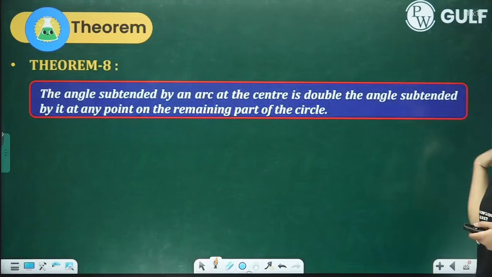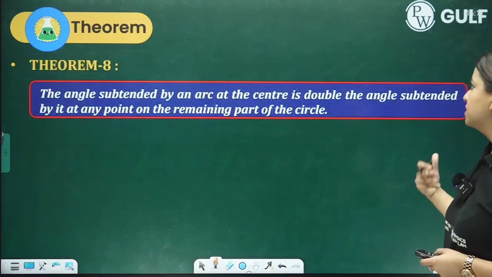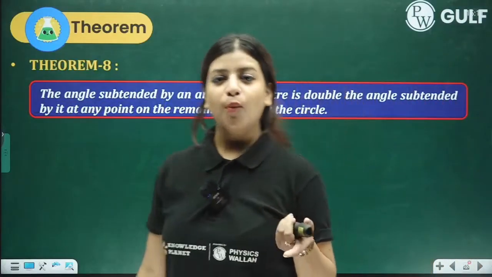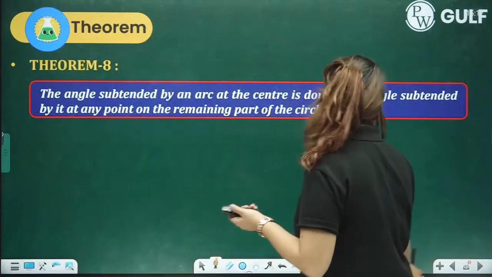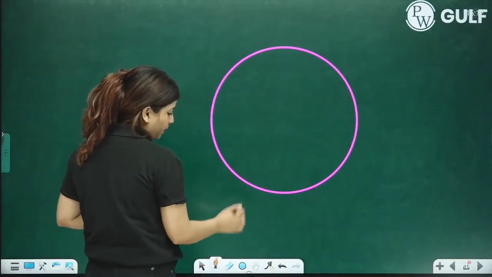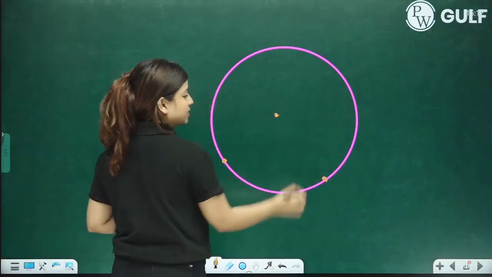Let's learn about them. Theorem 8 says that the angle subtended by an arc at the center is double the angle subtended by it at any point in the remaining circle. Now, what does this mean? Let's understand this. For example, we have a circle, and from here to here, this is the arc that we are taking, and this is the center.